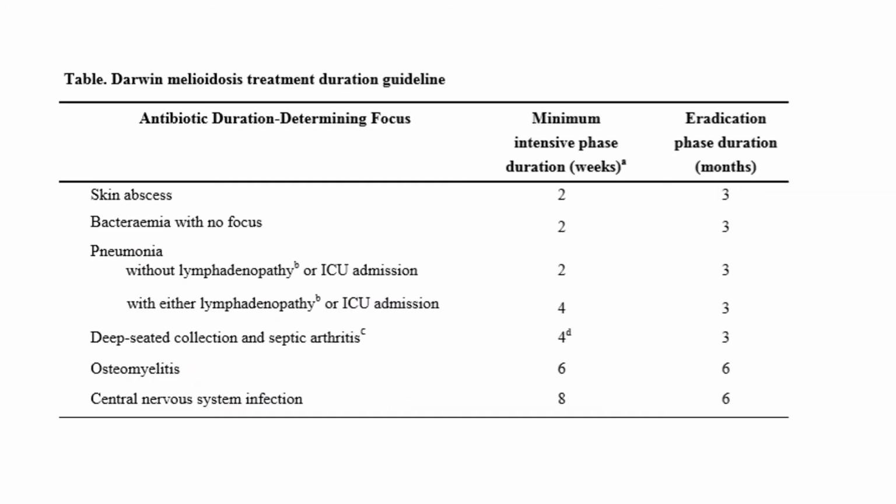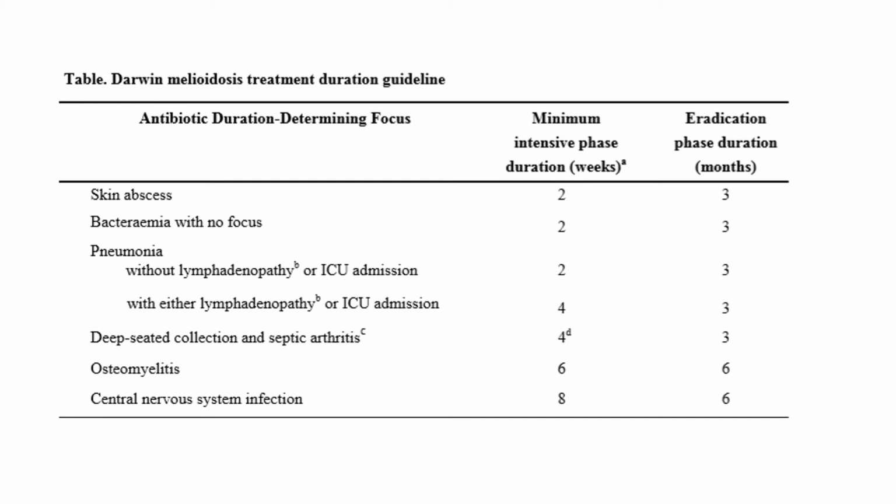Quoting the same Darwin guidelines, the recommendations are based on the presentation. For patients who have skin abscess, bacteremia with no focus, and pneumonia without lymphadenopathy or without ICU stay, 2 weeks of intravenous antibiotics during the intensive phase is sufficient.